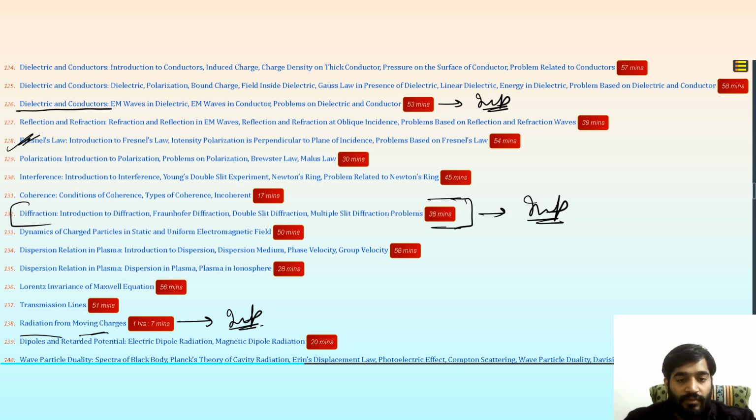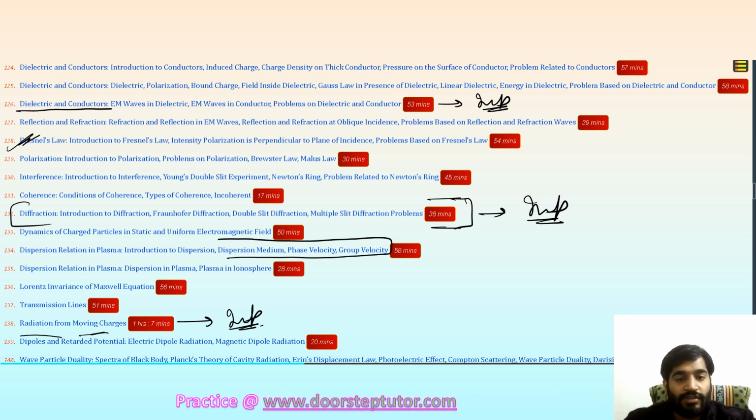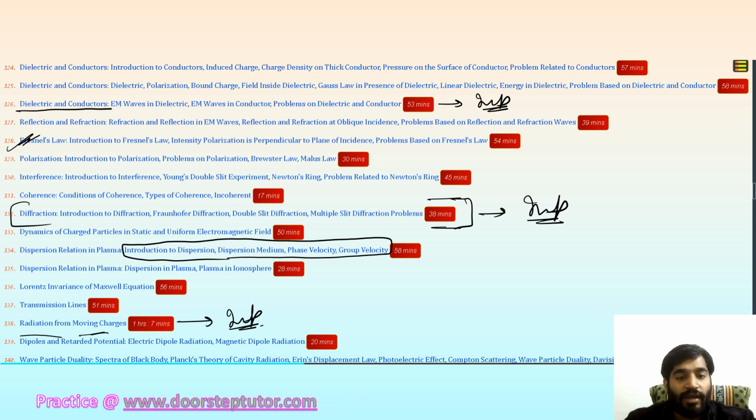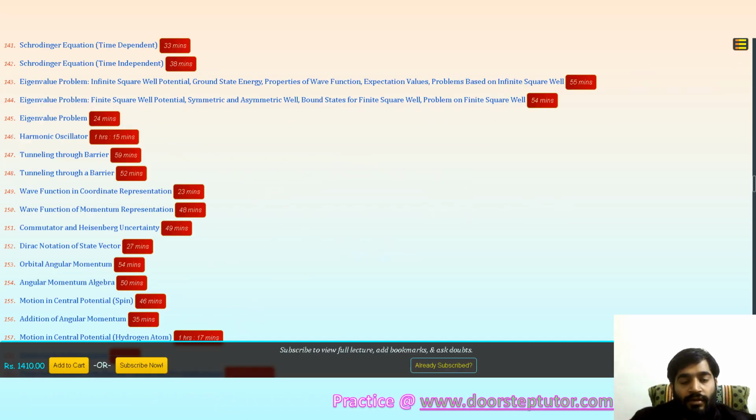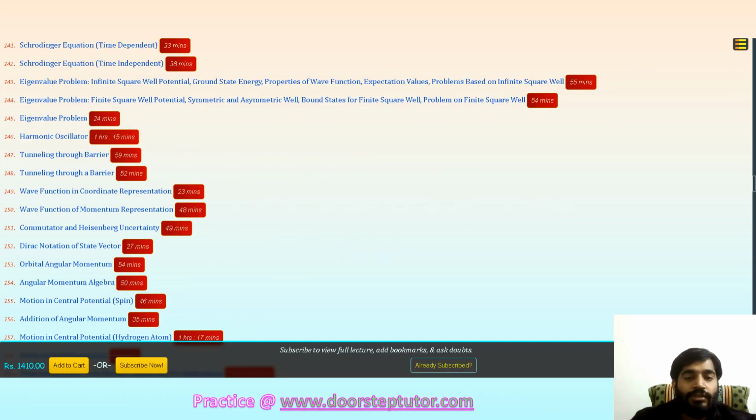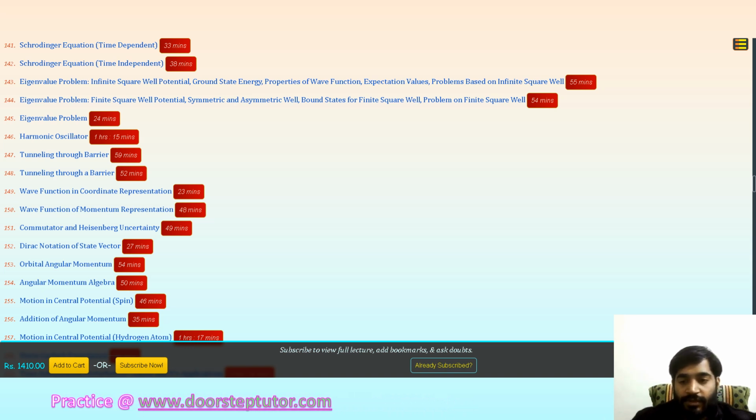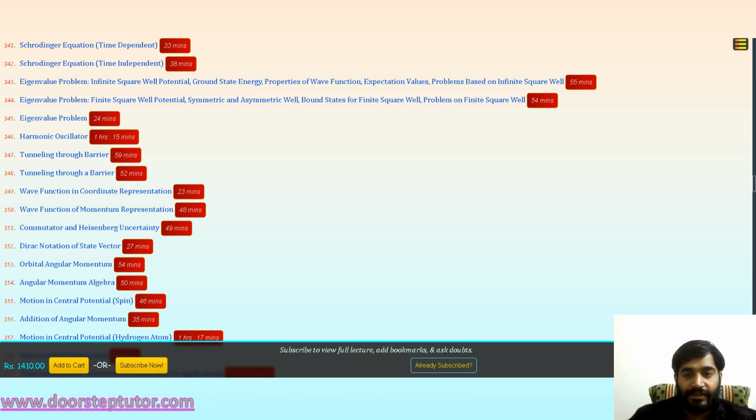Then the important thing here is dispersive media, especially group velocity and phase velocity, when we talk about plasma. Now in quantum mechanics, the Schrodinger equation is very important, because it is the base of quantum mechanics. But this is not asked directly. If you know the Schrodinger equation and the concepts related to it, then you can move to each and every part of quantum mechanics, especially infinite square well, finite square well.